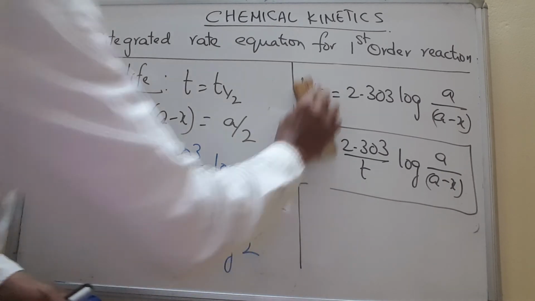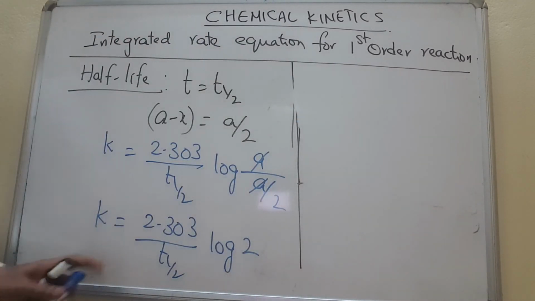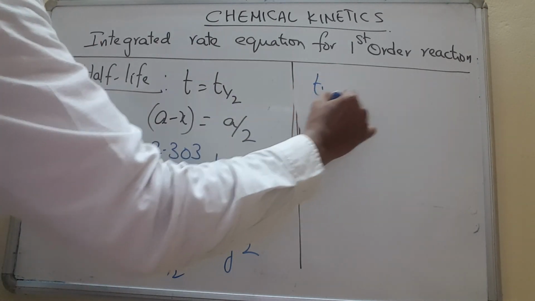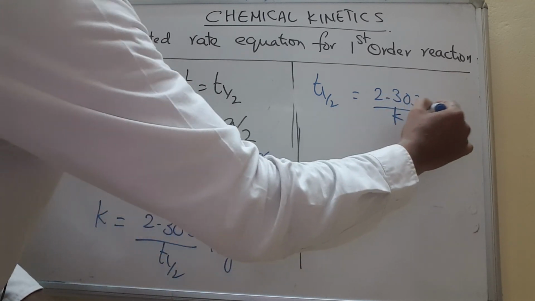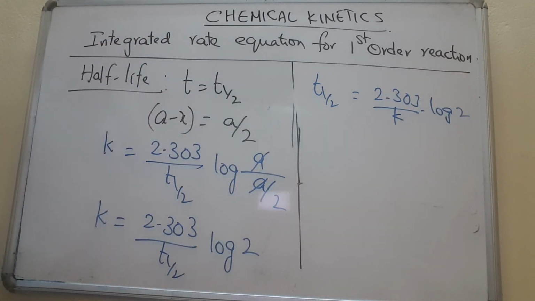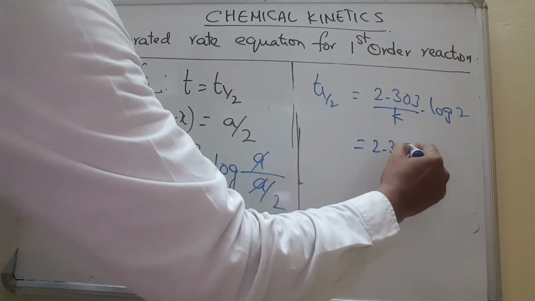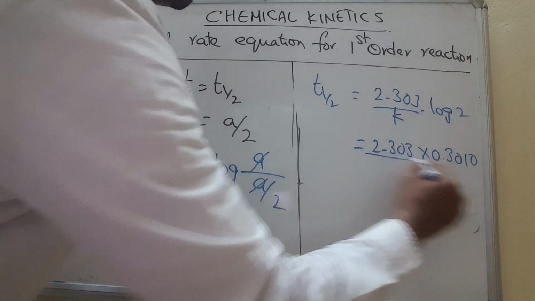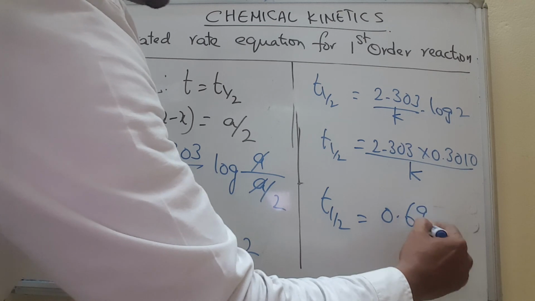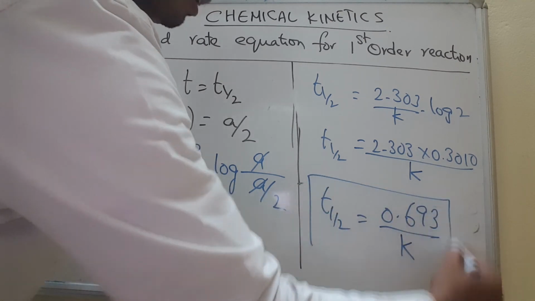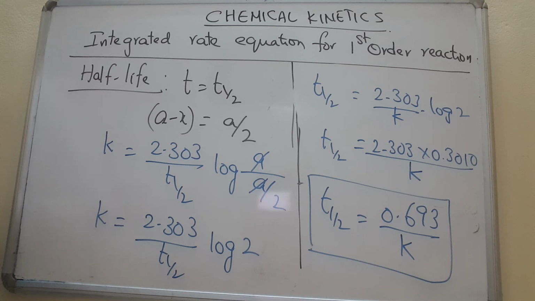Then it becomes k is equal to 2.303 by t half log 2. Then finally, t half is equal to 2.303 by k into log 2. Then the log 2 value is 0.3010, so t half is equal to 2.303 into 0.3010 by k. Finally, t half is equal to 0.693 by k. It is the formula for half-life of first order reaction. Based on this formula, we can calculate for first order reactions. So this is the integrated rate equation for first order and its half-life.